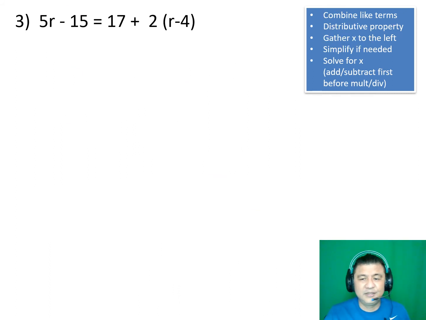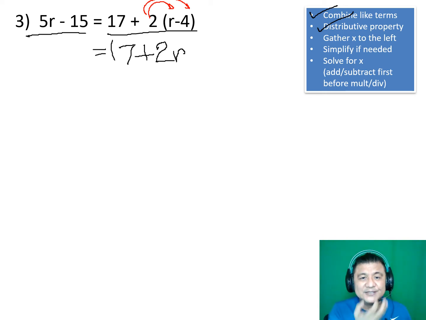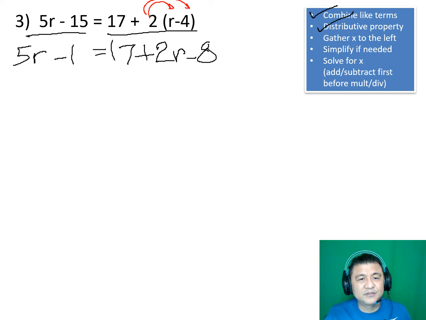Okay, last two examples, or this could be the last one. Let's see. Combine like terms. There's nothing to be combined on the right. There's nothing to be combined on the left. Okay, distributive property. Yes, I see distributive property over there. So do that first. What happens? 2 times r is 2r. 2 times negative 4 is negative 8. Okay. So next, bring down the 5r minus 15.